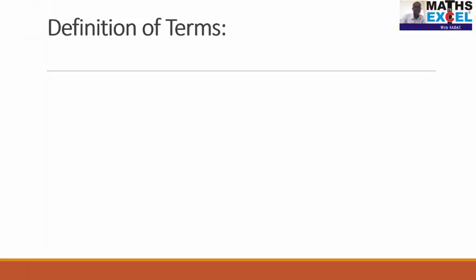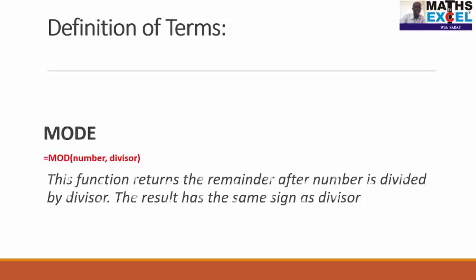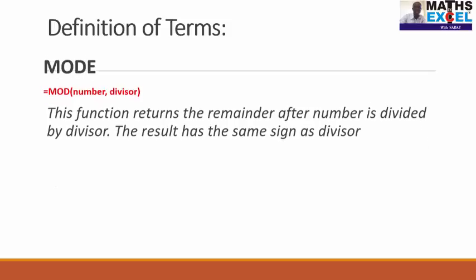Now mode, like I told you, we are going to be looking at mode again, which is given by mode, number and divisor. This function returns the remainder after number is divided by divisor. So it's a normal way of computing our mode mathematically, and the result will always have the same sign as its divisor. Let me show you what I mean here.